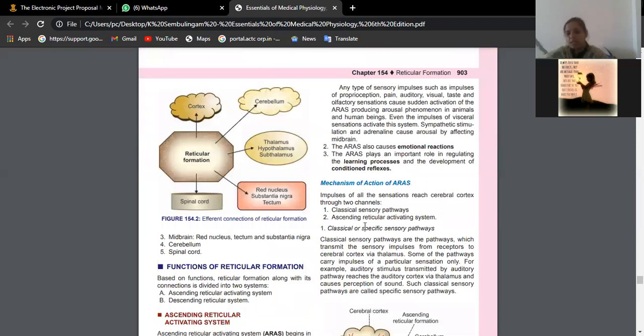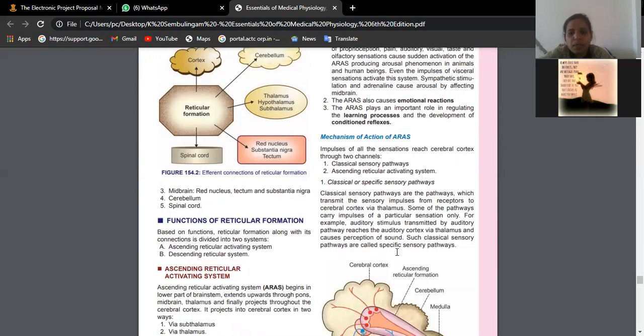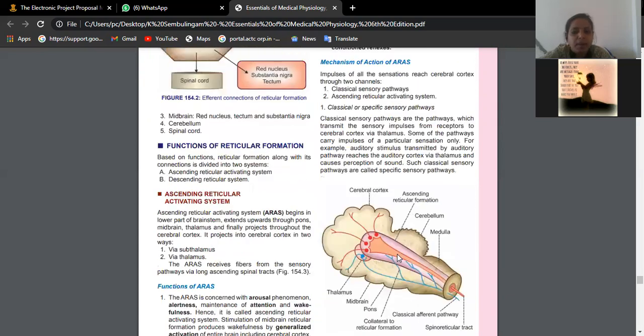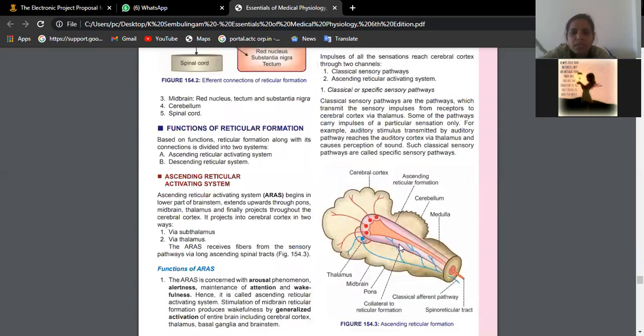Like you have seen the pathways in the spinal cord, I am repeatedly using the spinal cord because it was repeated many times: the ascending pathways, the anterior and lateral spinothalamic. Similarly, here also we have the classical sensory pathway and the ascending reticular activating system. In the classical sensory pathway, impulses again move from the lower part, from the receptors to the cerebral cortex via the thalamus.